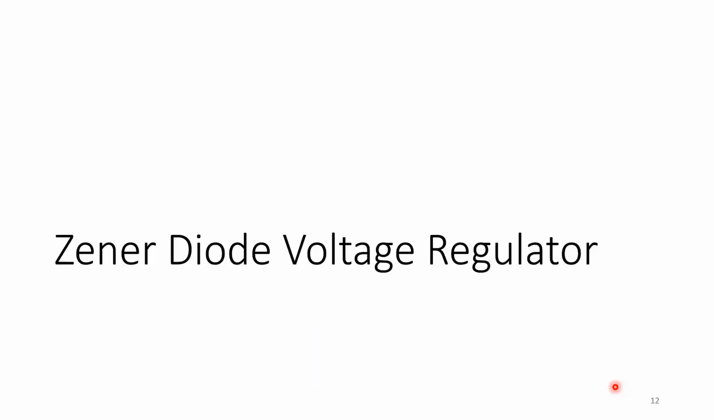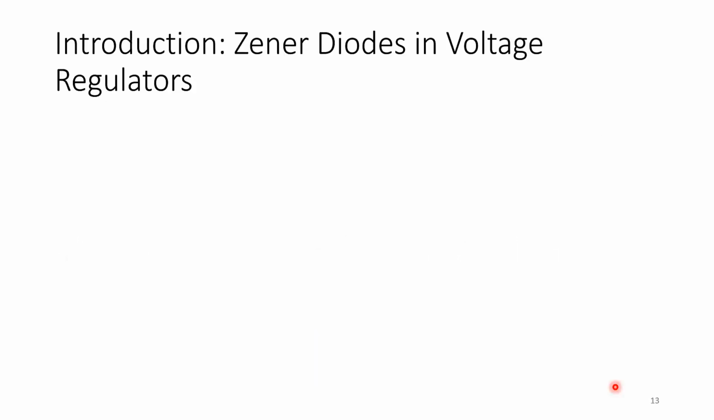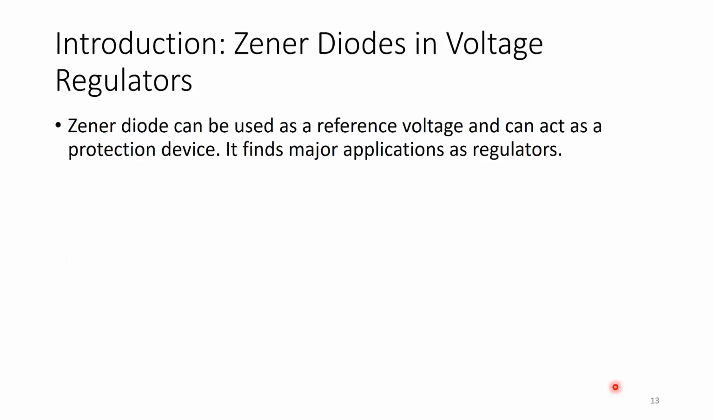So now let's have a look at the Zener diode voltage regulator. Introduction: Zener diodes in voltage regulators. A Zener diode can be used as a reference voltage and can act as a protection device. It finds major applications as a regulator.